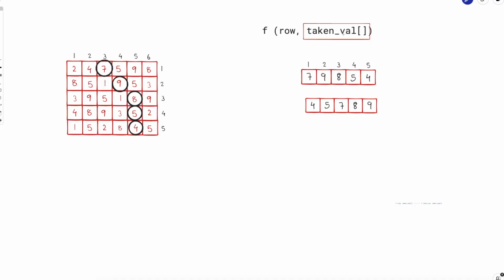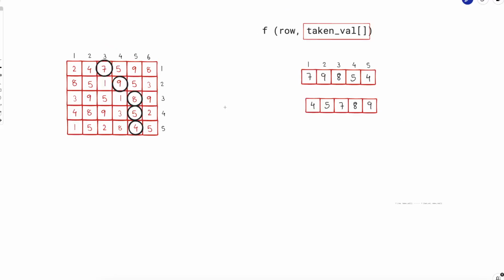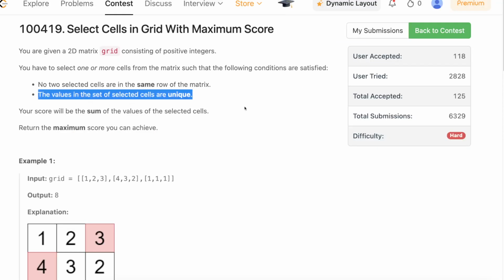So let's try to understand why this taken array is something we considered in the first place. We took the taken array because we wanted to ensure that the values in the set of selected cells are unique. Because we want to ensure everything is unique, we maintain what we have selected, so that the next time we select something, we ensure that it is not equal to any value that we have already selected.